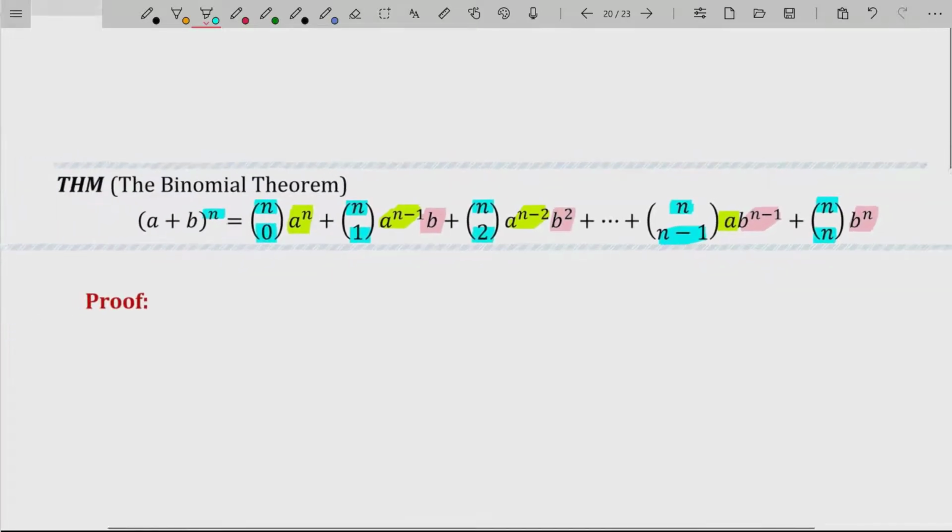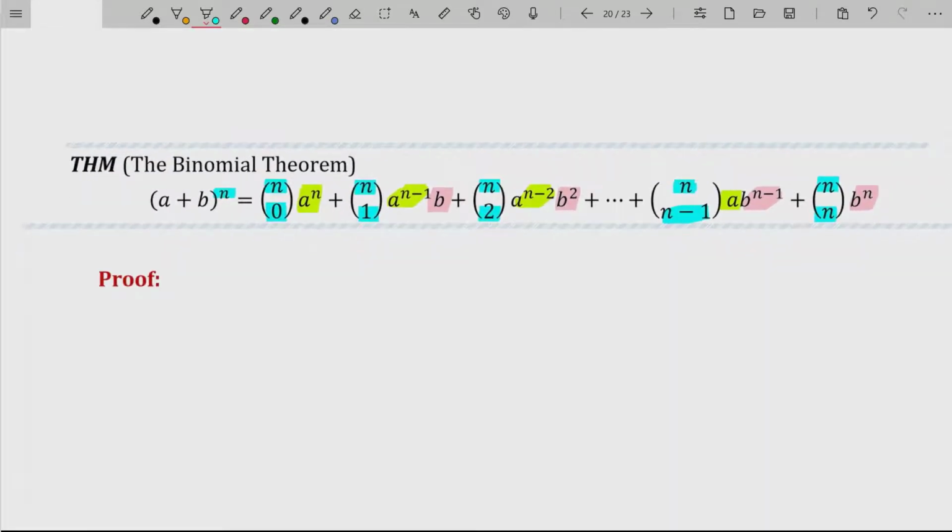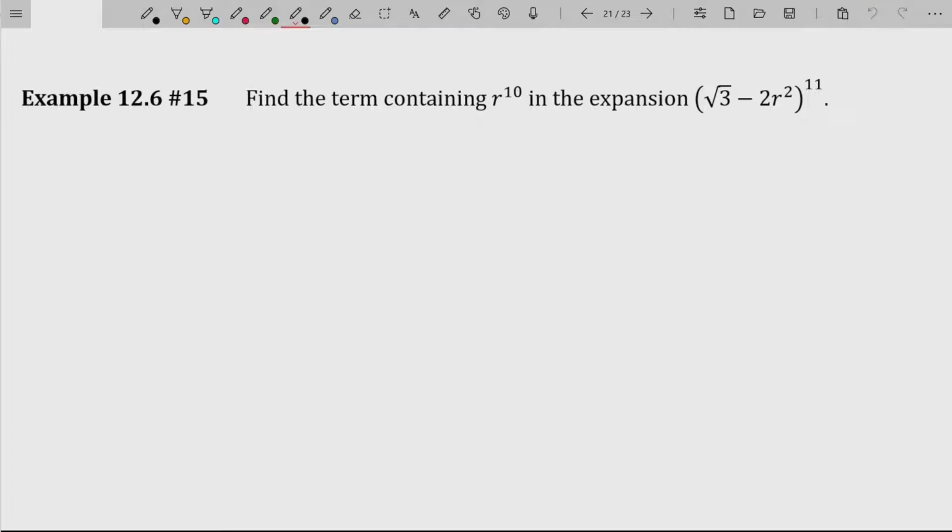Now, I might just prove this, but I'll do it after some examples, because honestly, I'd like to get to examples before the proof. The examples that we're going to see are very common examples that you would see in a normal pre-calculus course. Find the term containing r to the 10th in the expansion of this binomial.